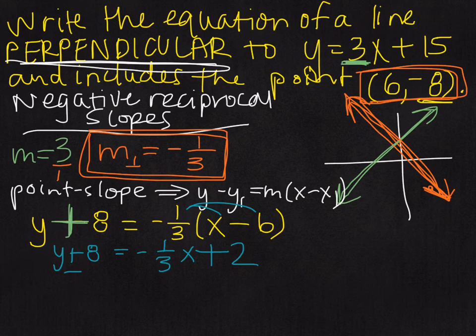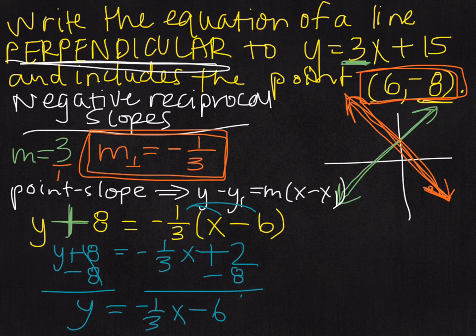And then we just subtract. To get y by itself, we subtract 8. We want our equation in slope-intercept form. So we get y equals negative 1/3 x minus 6. So this is the equation of a line that is perpendicular to y equals 3x plus 15 and goes through the point (6, -8).